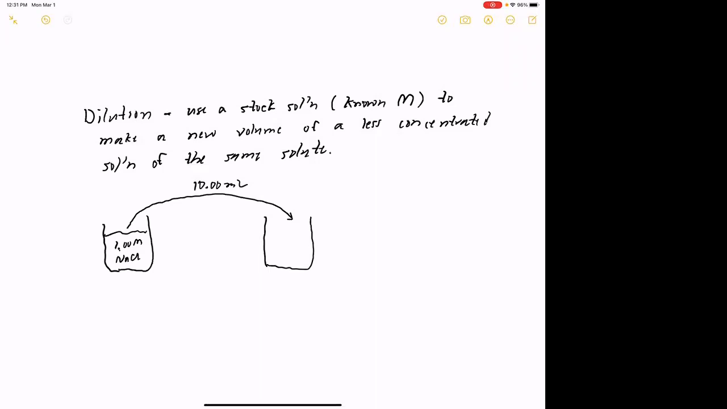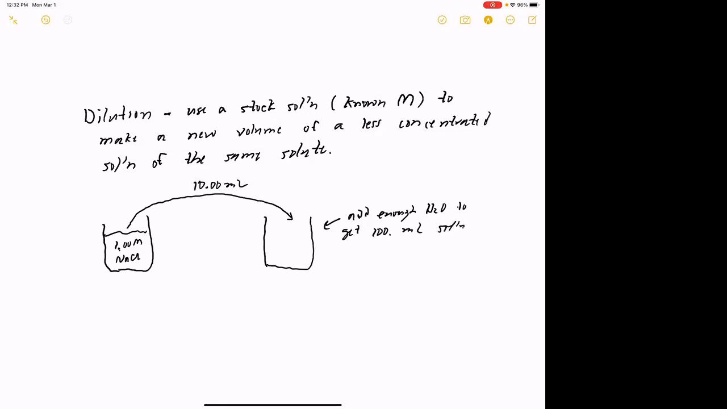No, it should be the same concentration, because all I did was I took 10 milliliters of the original solution and stuck it in the second beaker. Other than that, I haven't done anything to it, right? So the concentration is the same. But now, what if to the second beaker, I add enough water to get, let's say, 100 milliliters total solution?